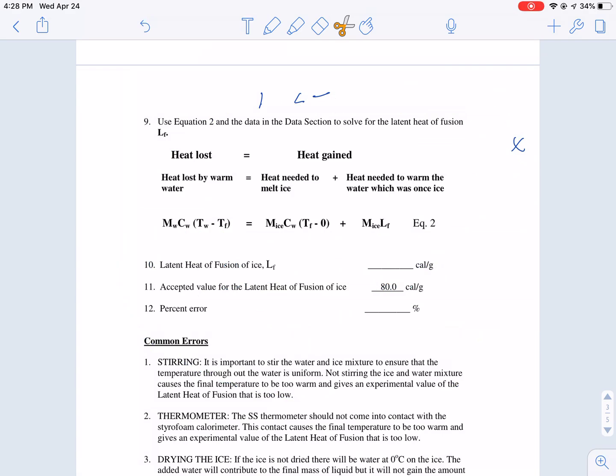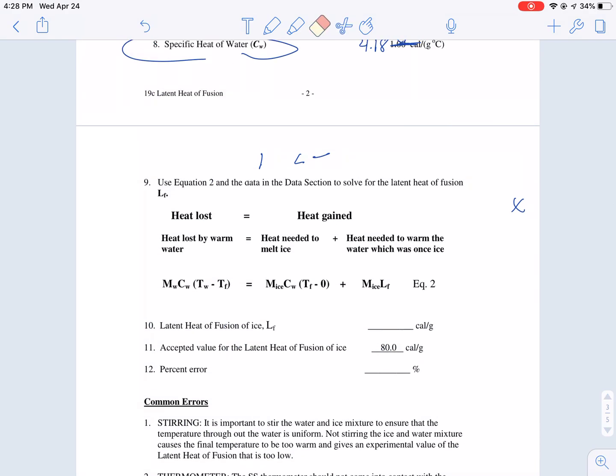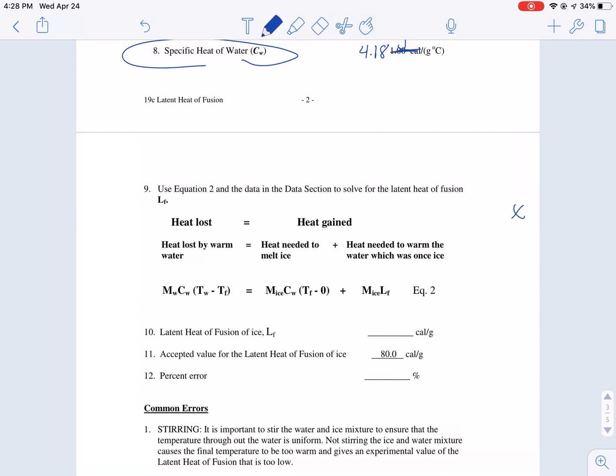So, the heat that the warm water lost is simple because we're just doing MCAT. The heat that the ice gained, first the ice is going to melt. So we're going to have the ice is going to start out at 0. After it's melted, it's going to warm. So this is actually backwards. This is the heat needed to warm the water once it was ice.